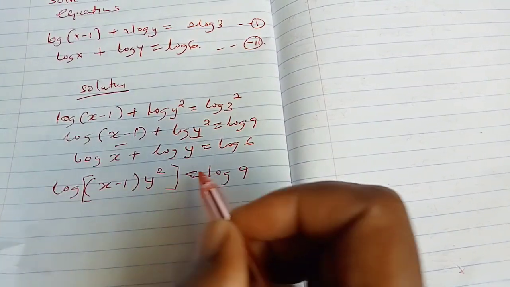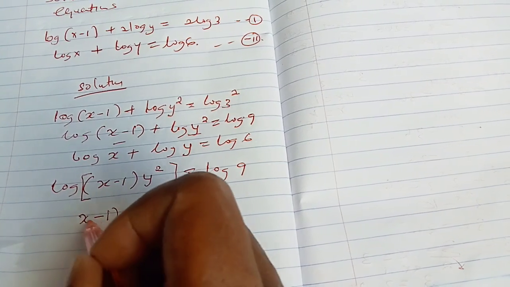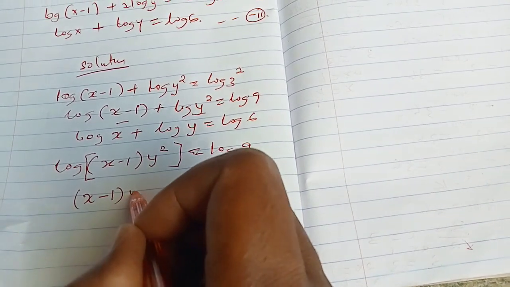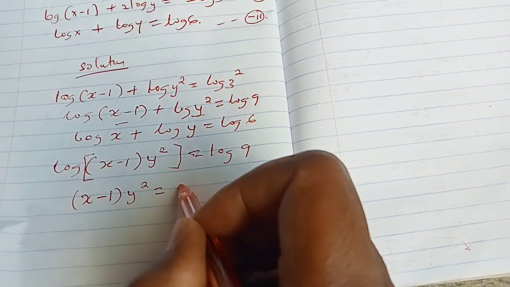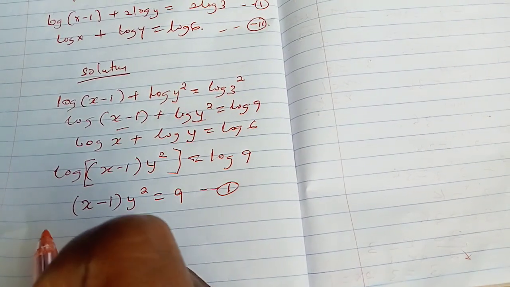And so we need to drop the logs. They are all to base 10, so we drop the logs carefully. So we have (x minus 1) times y squared equals 9. That is now equation number 1, without logs.